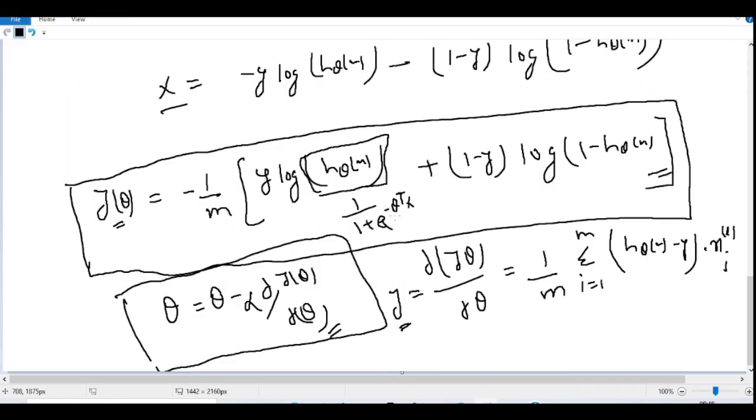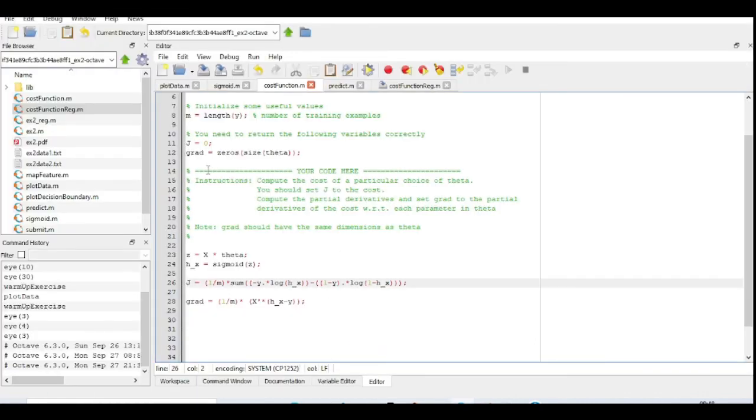So theta transpose x is nothing but the z value, and this z we are passing to the sigmoid. That will be our hypothesis. So that is z, then passing it to the sigmoid, and that is our hypothesis. So this is the j value.